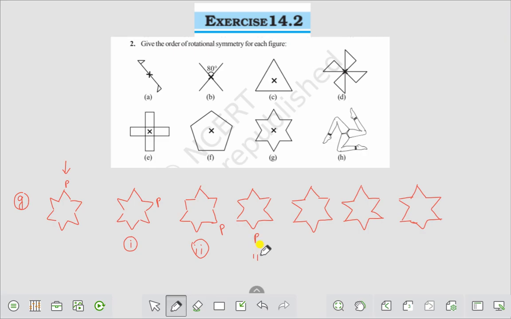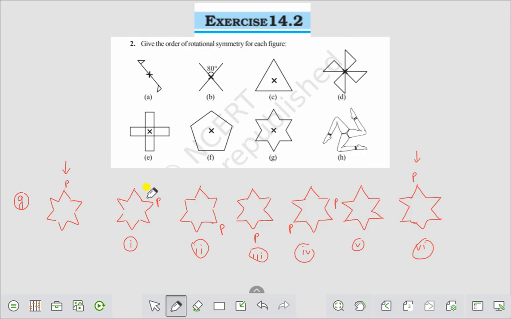And again, if we move, then this P will come here. This is the third position, right? And if we move again, this P will come here. This is the fourth position of the star. If we again turn, this position P will come here, right? And again turn, this P will come here. This is 4, 5, 6, right? In all these 6 positions, you see the star looks like the same as this figure, right?